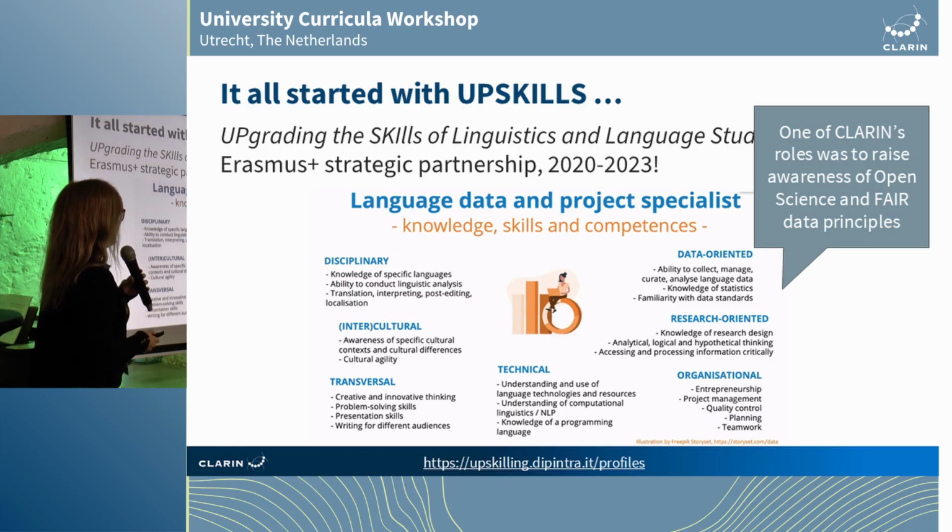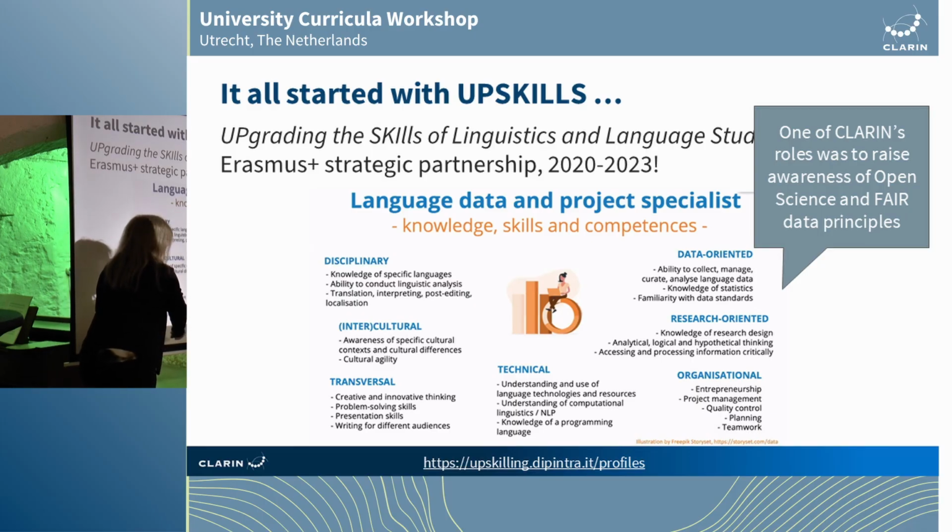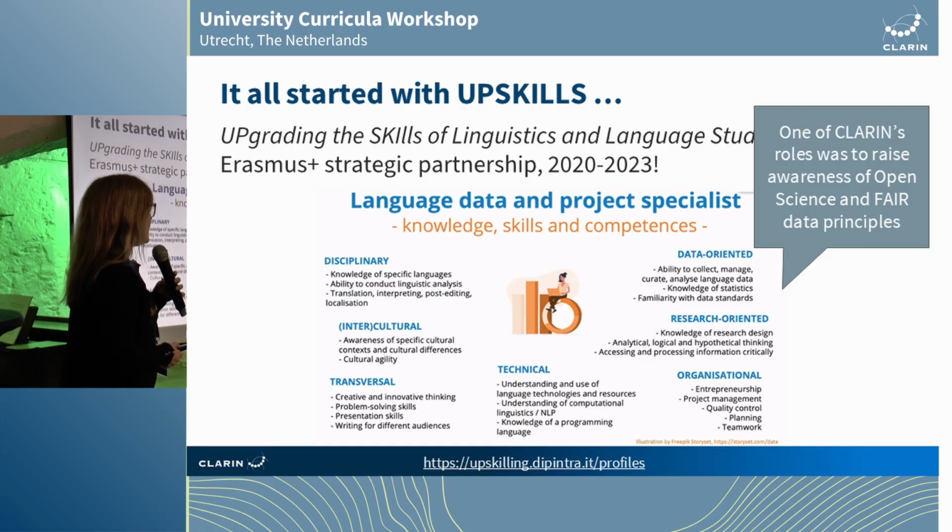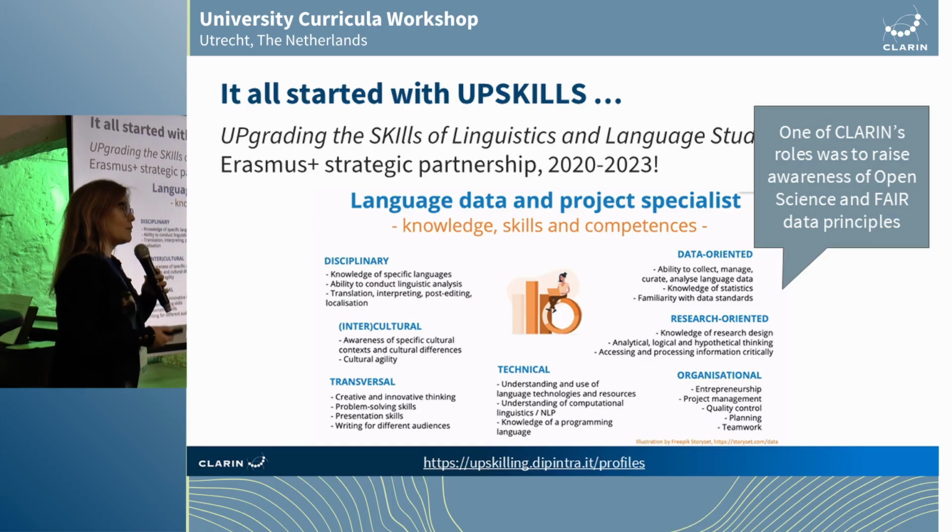So we developed a profile for the so-called language data and project specialists. We tried to map existing knowledge, and the required knowledge, skills, and competencies that such a specialist would need at the end of the studies. We did that based on a market survey. We analyzed job descriptions and built a corpus. At the end of the project, the University of Bologna even developed a very nice survey, and you will find the link here, for their master students, to help them understand what their current skills are and which career path they would like to take at the end of the studies.